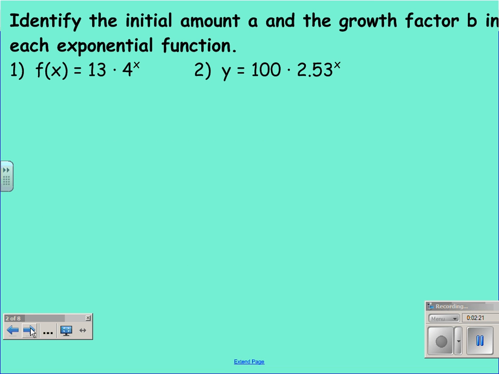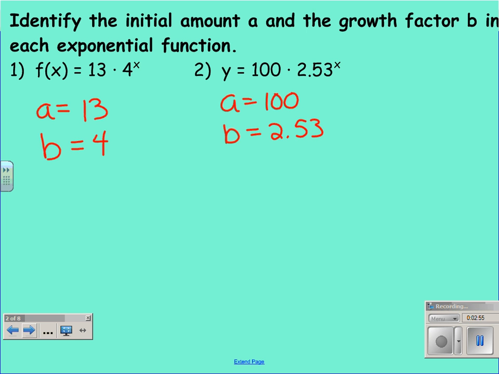Identify the initial amount a and the growth factor b in each exponential function. So we've got the function f of x is equal to 13 times 4 raised to the x power. So a is 13 and b is 4 for the first example. For the second example then, a is equal to 100 and b is equal to 2.53. So we're just getting ourselves acquainted with the formula.